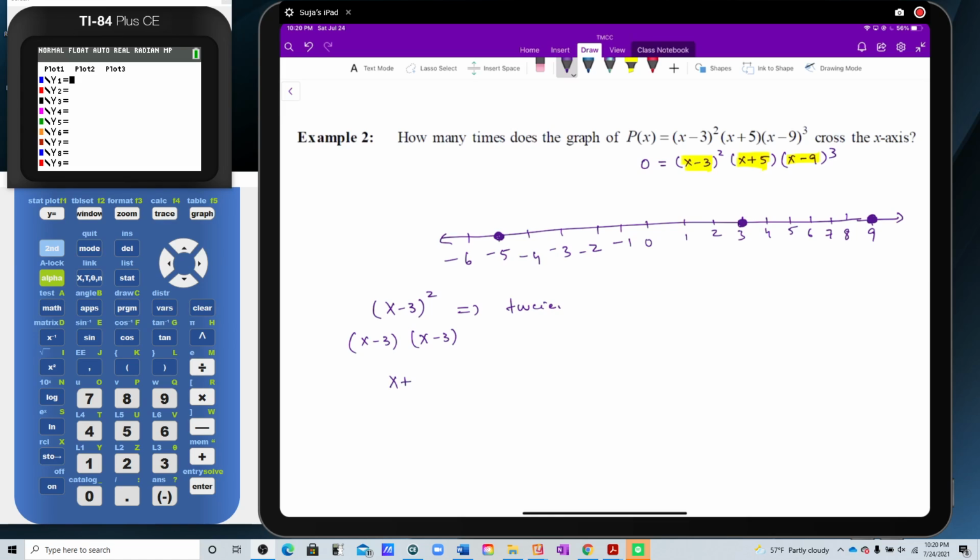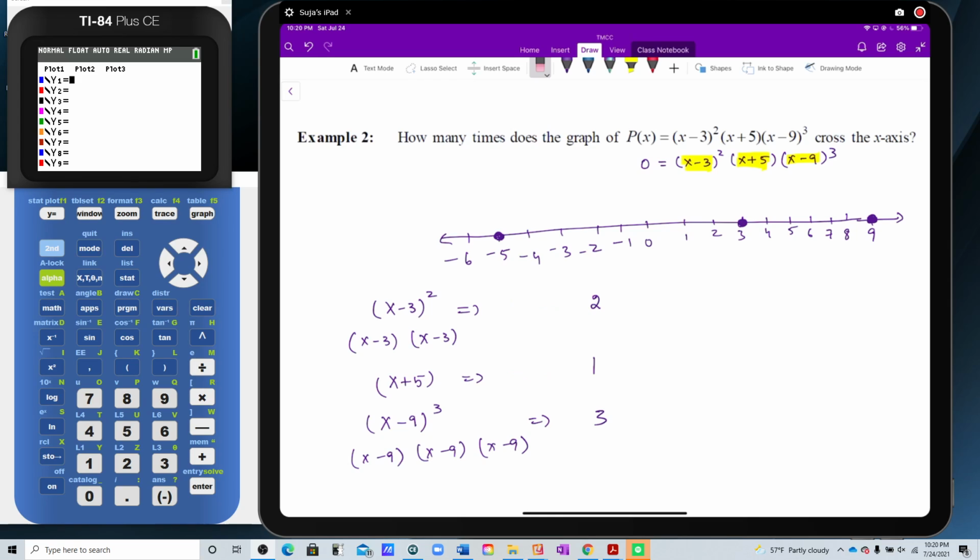Then if you look at the next factor, x plus 5, this is multiplied only once, so there is just 1. If you ask what is the multiplicity at the zero x equals 3, I would say it is 2. What is the multiplicity at x equals -5? I would say it is 1. And the third scenario, x minus 9 the whole cubed, this is multiplied 3 times. So here the multiplicity is 3.